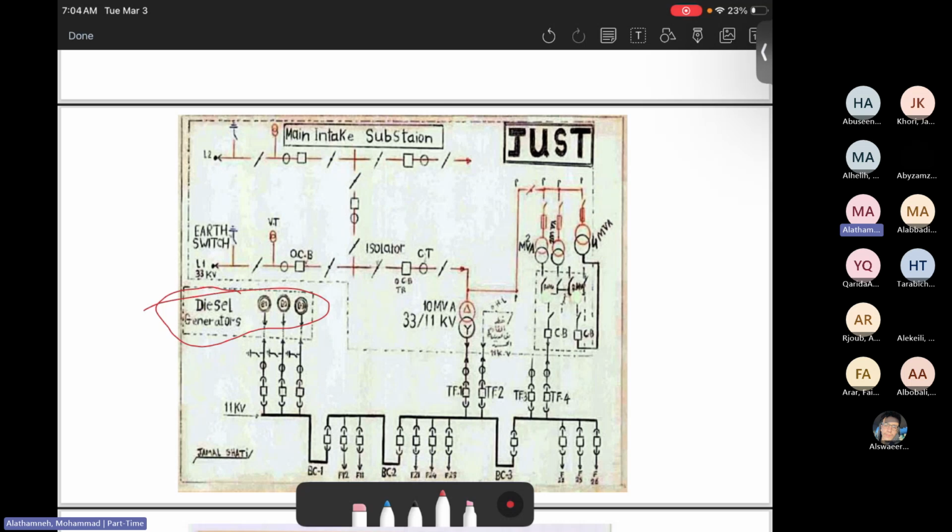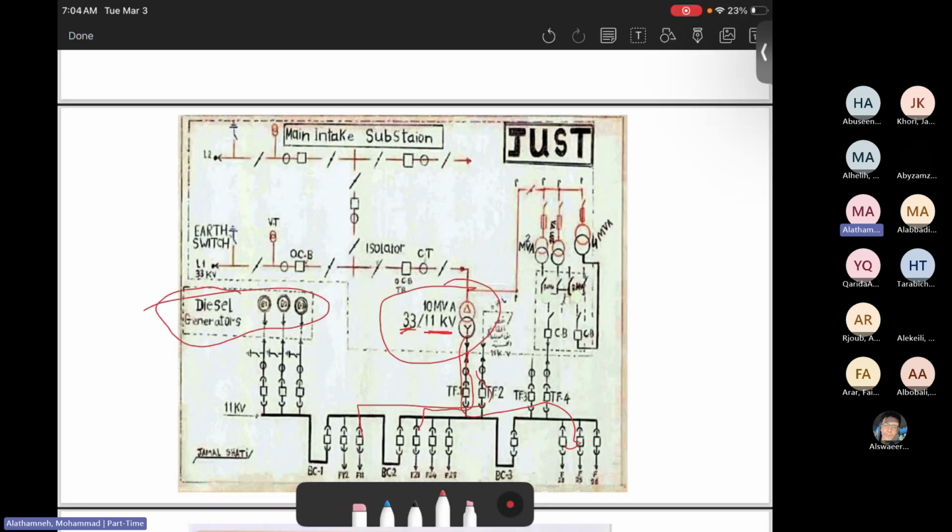The other thing you can see is the transformer there, 33 to 11 kilovolts. So the 11 kilovolts will go inside the university. Then there will be a feeder that goes to the engineering buildings, a feeder that goes to the medical buildings, a feeder that goes to the hospital, and so on. So there should be 11 kilovolt feeders to supply different loads.